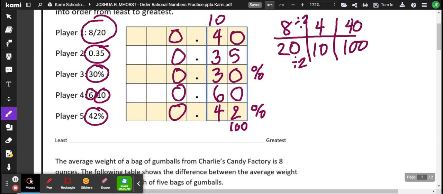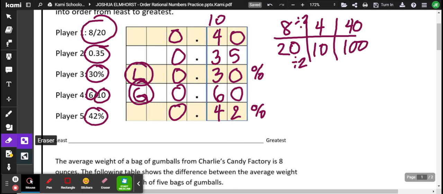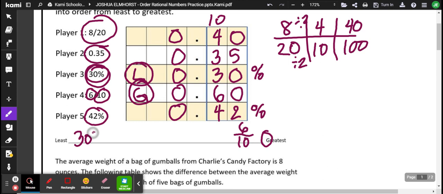So now that we've converted fractions, decimals, and percents into common place value, we're going to go through and see which one is the G and which one is the L. So 40, 35, 30. 30 hundredths is going to be the lowest or the least, and 60 hundredths is going to be the greatest. We're going to go all the way over here to the right. We're going to start with the G, which is 6/10. And then we're going to go all the way to the left with the L, which is 30%.